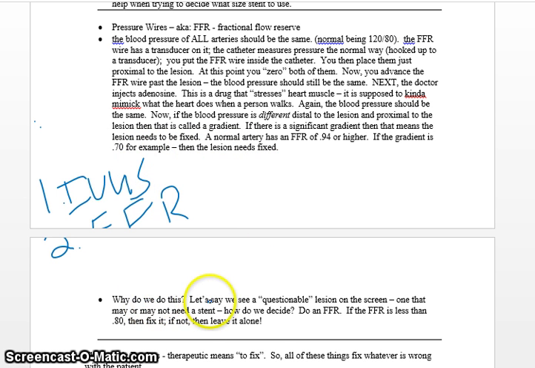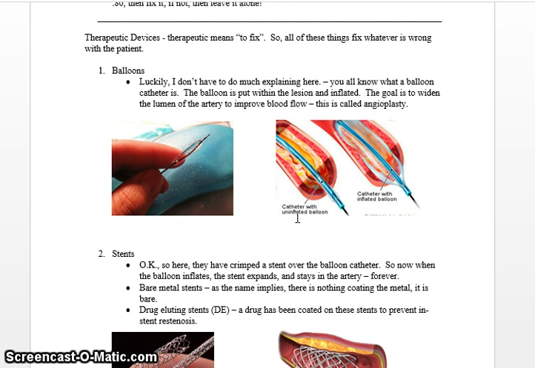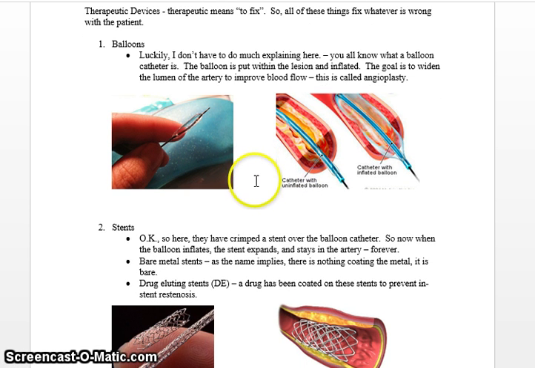So why do we do this? Well, let's say we see a questionable lesion on the angiogram and we're not really sure if the patient should have an intervention or not. So how do we decide? We do an FFR. If the FFR is less than 0.8, then we fix it. And if it's not, then we leave it alone and spare the patient that procedure. Okay, so that is FFR. And again, we've talked about FFR before and there's a video about it.